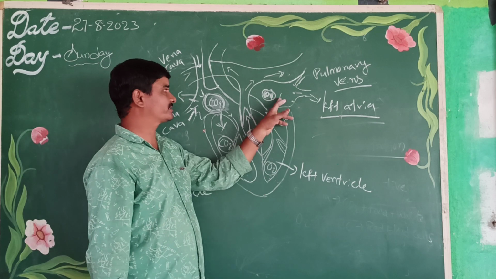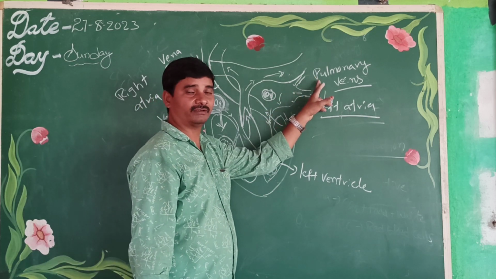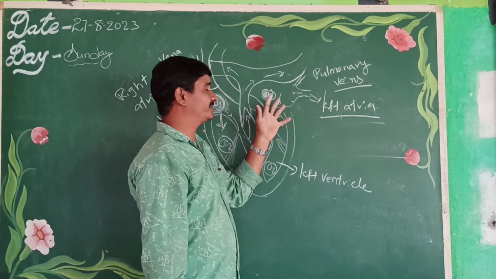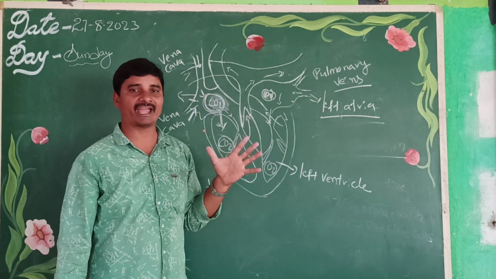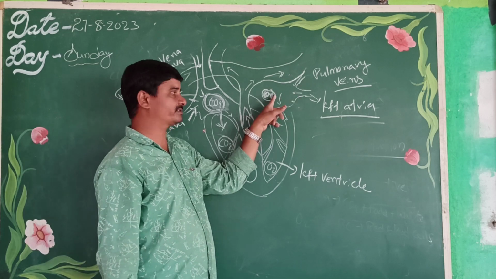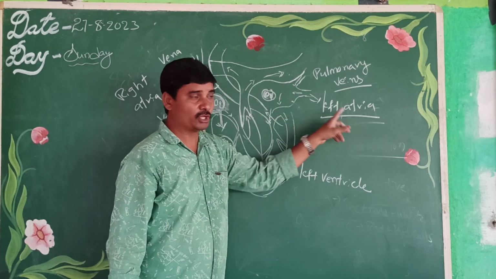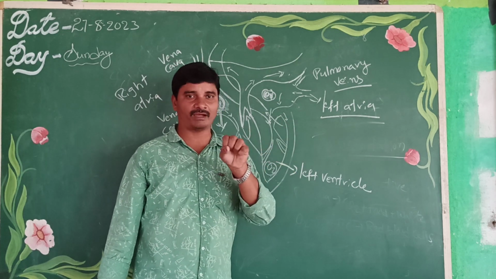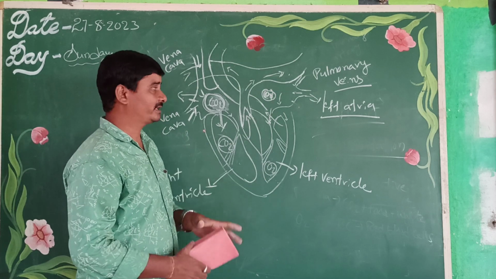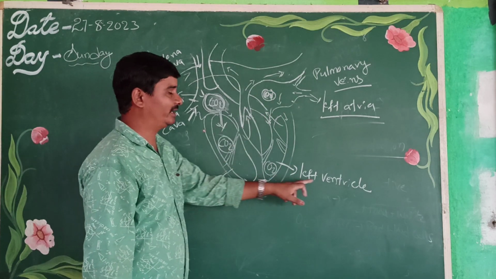When that oxygenated blood enters the left atrium, the left atrium is relaxed. Once the oxygenated blood has entered, the left atrium will start to contract. Then the blood enters the left ventricle.